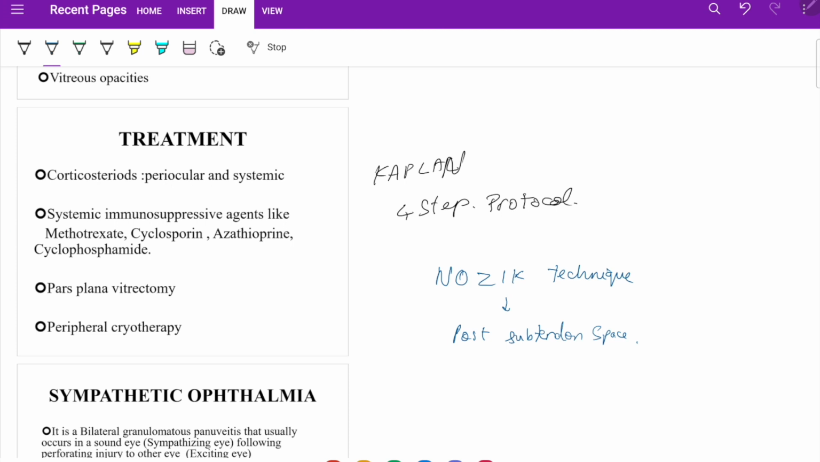If the periocular steroids are not effective, then you go for systemic prednisolone. So the second line is systemic steroids or intravitreal steroids. If that also fails, third is immunomodulatory therapy, or you can also give cryotherapy and photocoagulation. If that is also not effective, finally you go for pars plana vitrectomy. This is called Kaplan's 4-step ladder approach for the treatment of intermediate uveitis. Clear? So this comes to the end of intermediate uveitis. A very short topic, it takes less than 5 minutes to finish. A short note, which we covered easily.